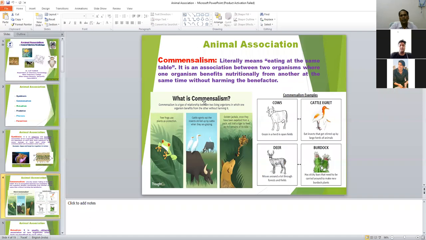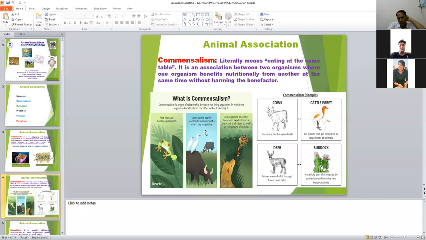Another example is commensalism, which comes under symbiosis. Commensalism means eating at the same table. It is an association of two organisms where one organism benefits nutritionally from another at the same time without harming the benefactor. Means one organism benefits, and the other organism is not harmed either, living together.